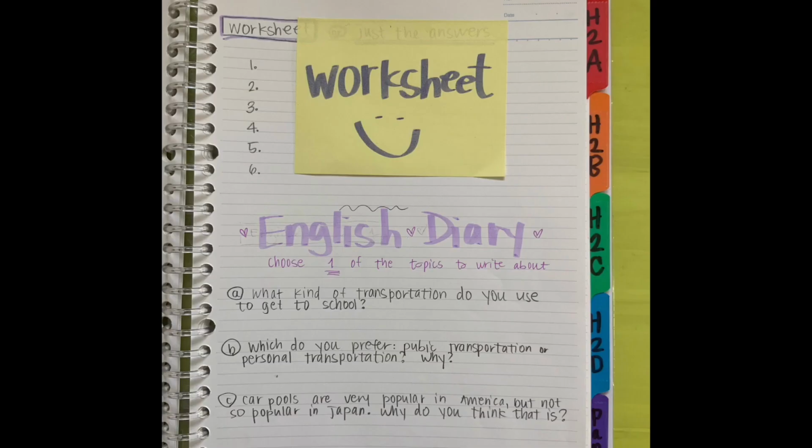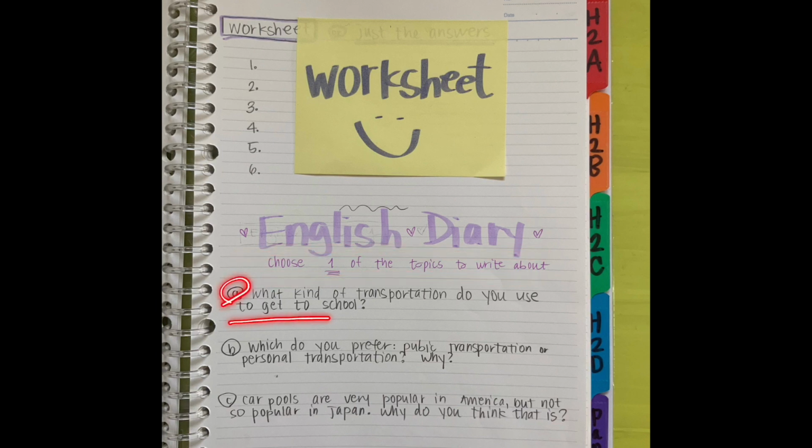writing for today. So today, you are going to get 3 topics to choose from. So there's 3 topics, but you only need to choose 1, okay? So just 1. Let's go ahead and look at what today's topics are. Okay guys, so English diary. Choose one of the topics to write about.